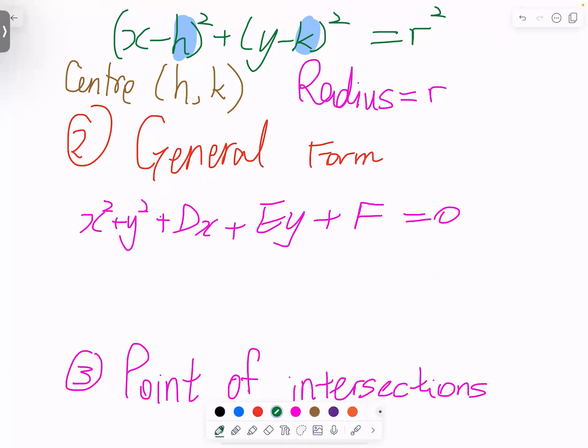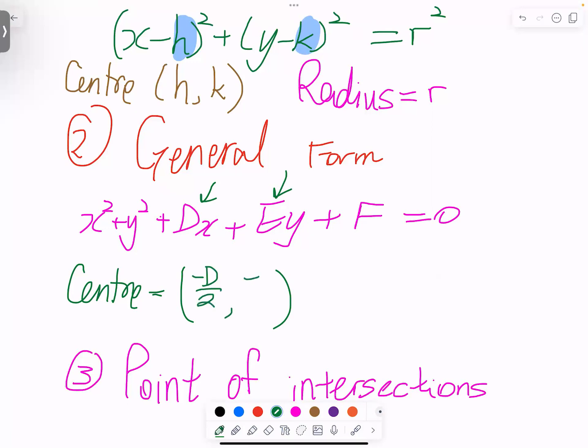So from this equation, we can also find our center. Center will be the coefficient of x and y divided by 2. So we do negative d over 2, negative e over 2. Again, the opposite signs divided by 2. Now, center is a coordinate, so you will have a comma in between. This is the x coordinate of the center. This is the y coordinate of the center, like that.